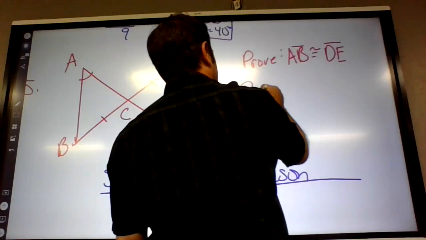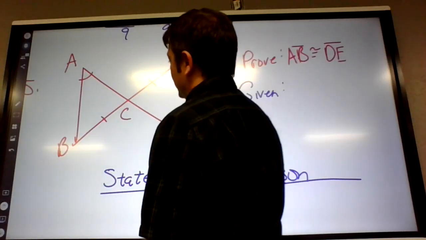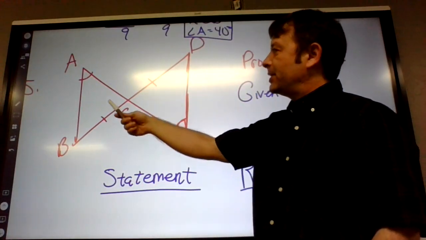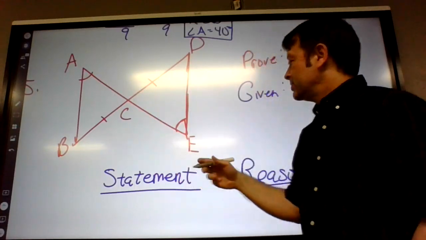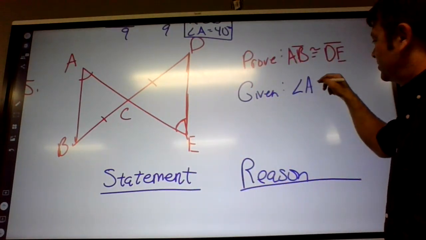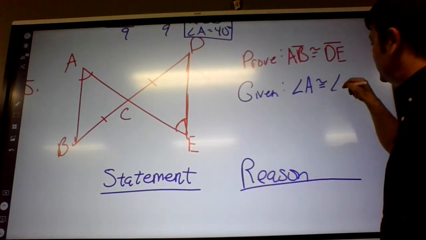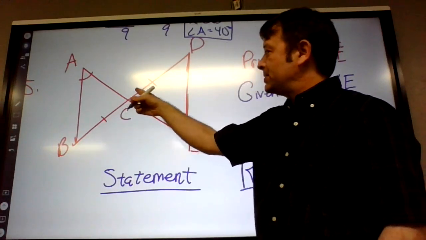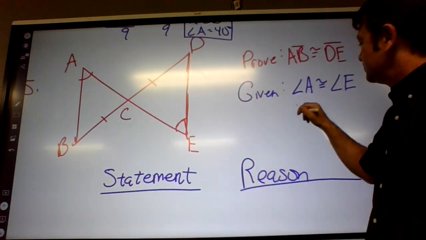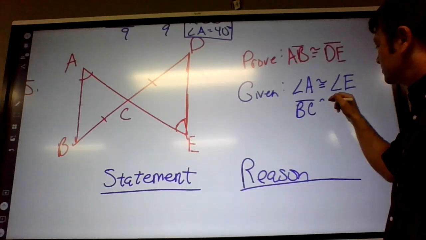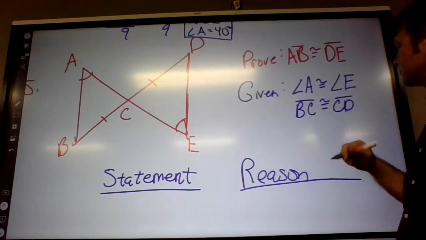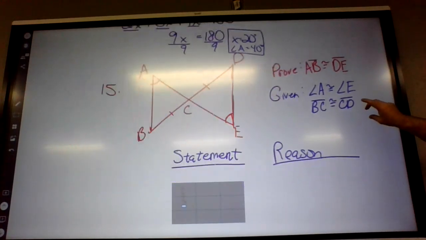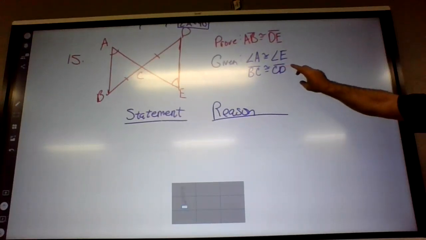Okay. I didn't have time to write down the given, but basically the given is what they're telling you in the picture, like this and this and this and this. So the given is angle A is congruent to angle E, and segment BC is congruent to segment CD. I guess I need to zoom out a little bit.